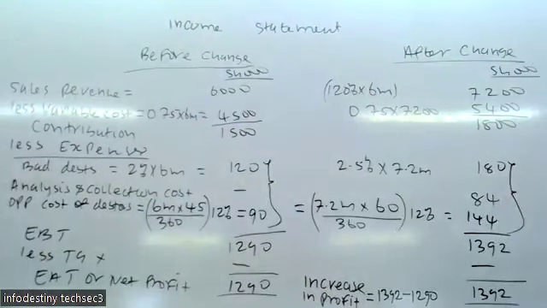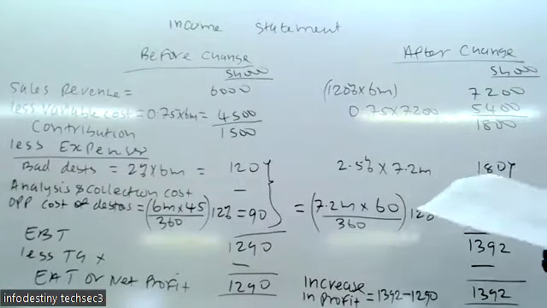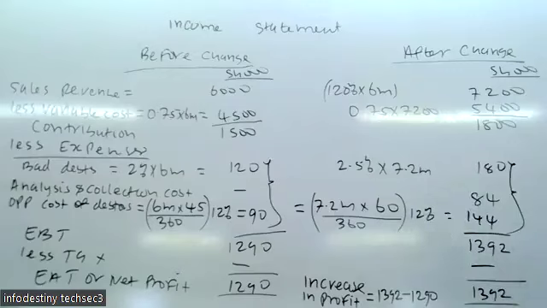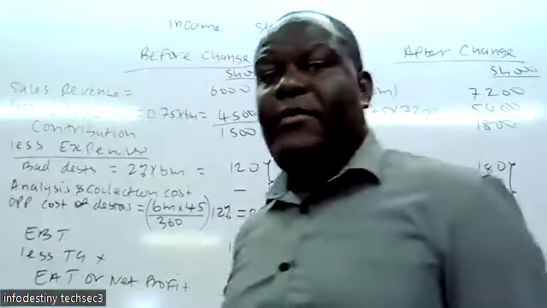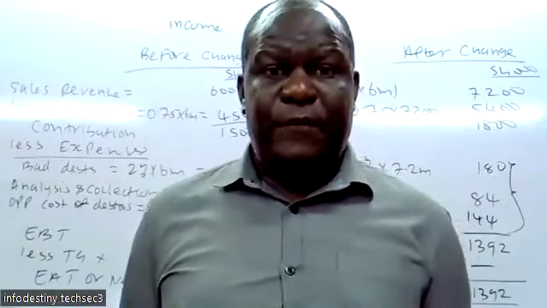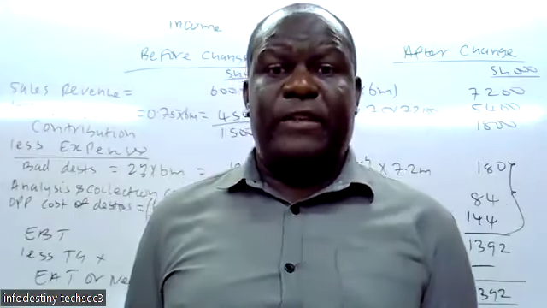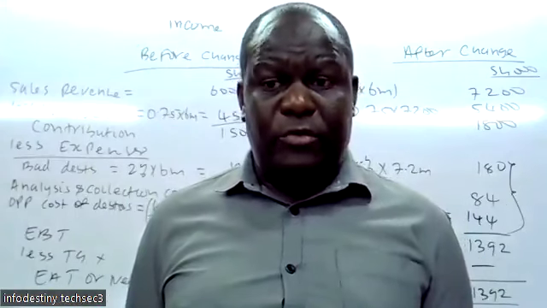So what you do, you simply prepare the income statement before the change and also after the change. If there will be an increase in the profit, we advise them to change the credit policy. If it will be a decrease, we advise them not to change. So that's the question I want us to do.